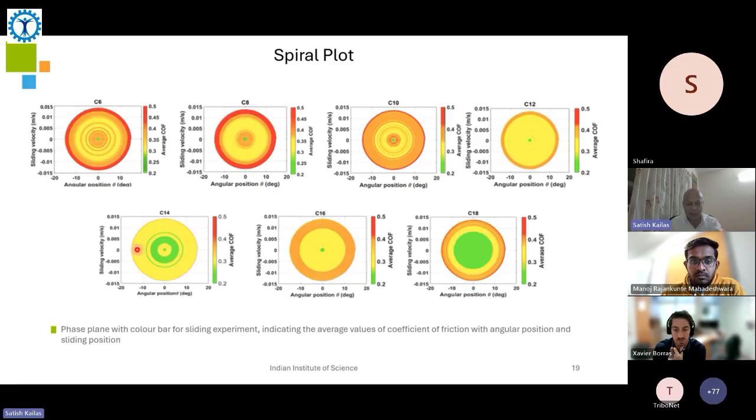But the interesting thing is if I take C14, there is very little red region, which means at higher velocities, which is basically a bigger radius over here, the damping is much lower, which means C14 is possibly a better molecule at higher velocities.